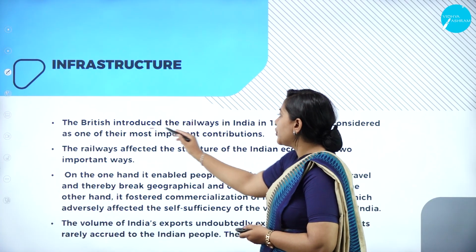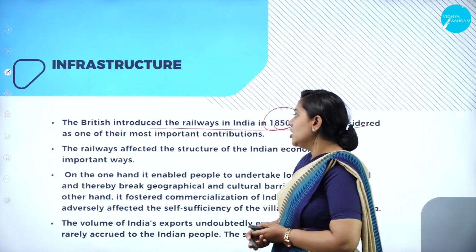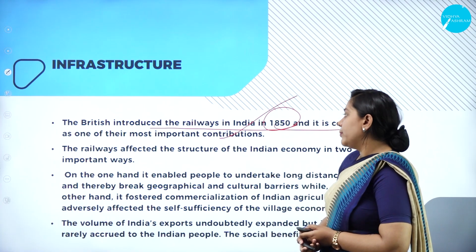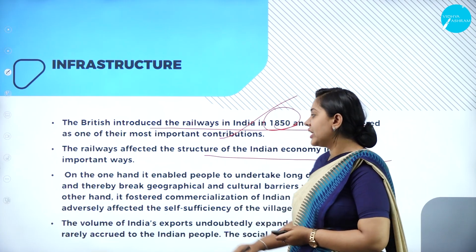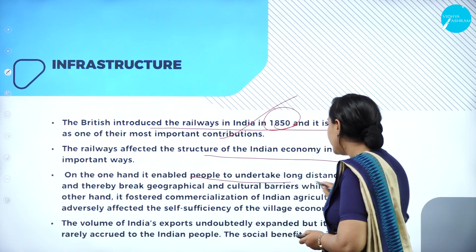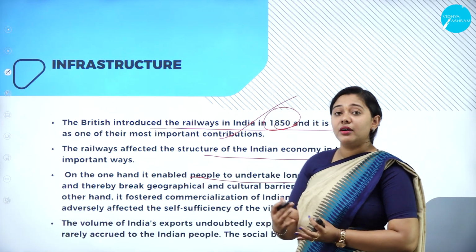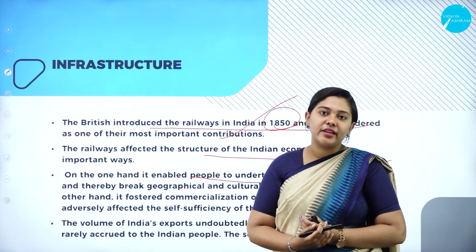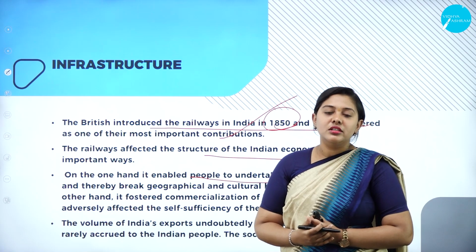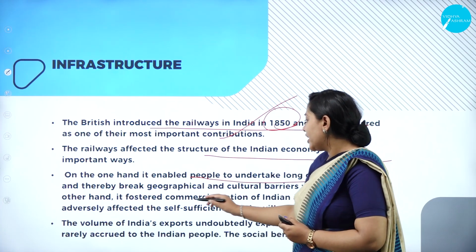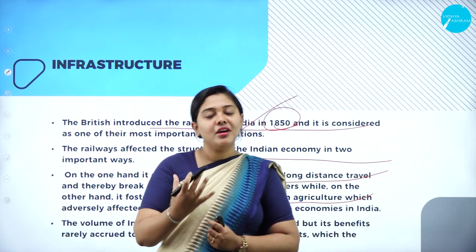The British introduced the railways in India in 1850. Very important question, 1 mark. The railways affected the structure of the Indian economy in two ways. Very importantly, on the one hand, it enabled people to undertake long distance travel. They could go to different geographical areas, and the cultural and language barriers went away. They migrated to avail employment opportunities, and they commercialized their agriculture. One way, it benefited the Indians.